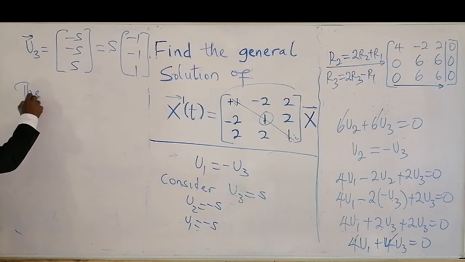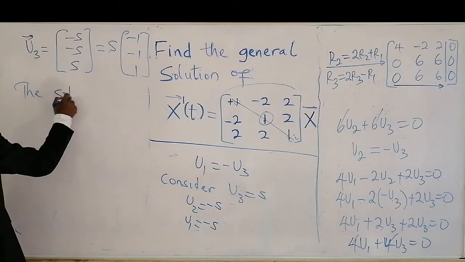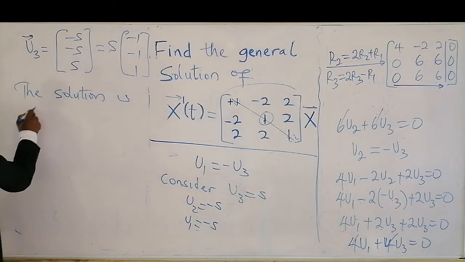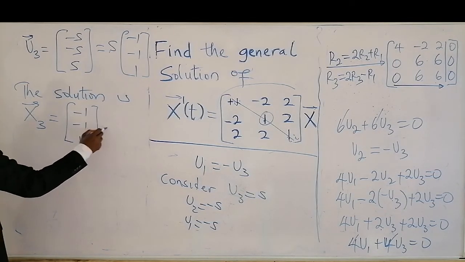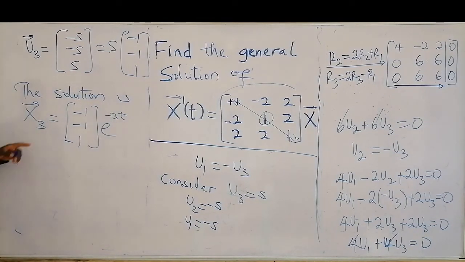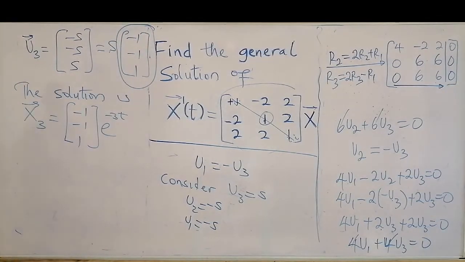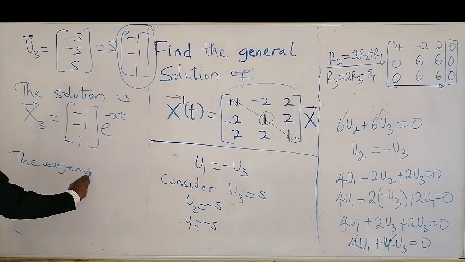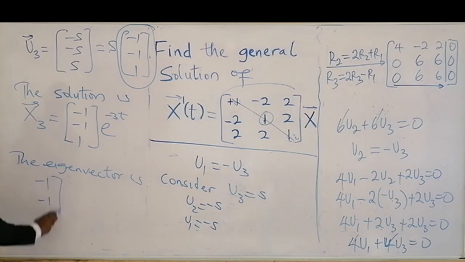So the solution for this particular system will be the third one. The solution is the eigenvector minus 1, minus 1, 1, and then e to the minus 3t. See? So that's the solution for that. And this one is our eigenvector. Okay? The eigenvector is minus 1, minus 1, 1. Okay?